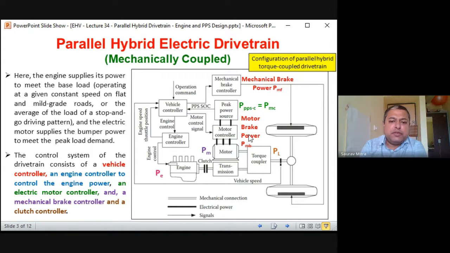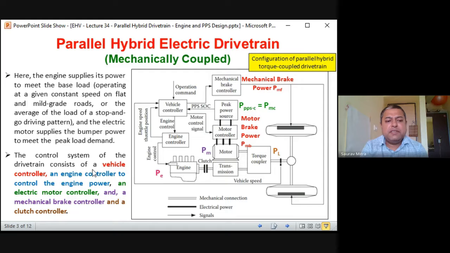There is another braking force, which is the motor brake. So whenever the motor is going into brake kind of thing, it is called electrical braking. And electrical braking produces a regenerative action, and during regenerative action, this PPS source actually gets charged with the reverse path, and this motor in that case acts as a generator.